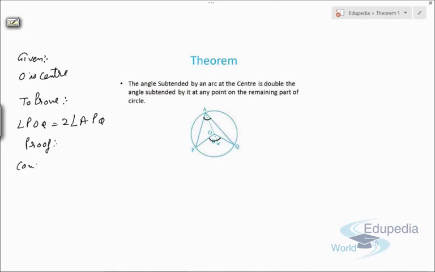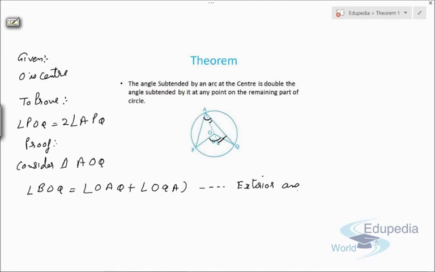Now consider triangle AOQ. So we can say that angle BOQ equals angle OAQ plus angle OQA. Why? Because if you see properly, in this triangle AOQ, BOQ is an exterior angle. So we know that an exterior angle is the sum of the interior opposite angles. So this angle plus this angle, right? So we can say that the exterior angle is the sum of the interior opposite angles.